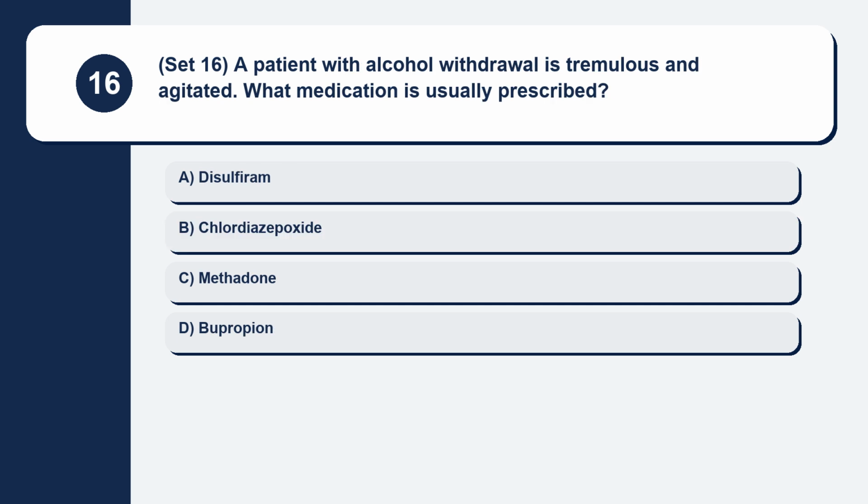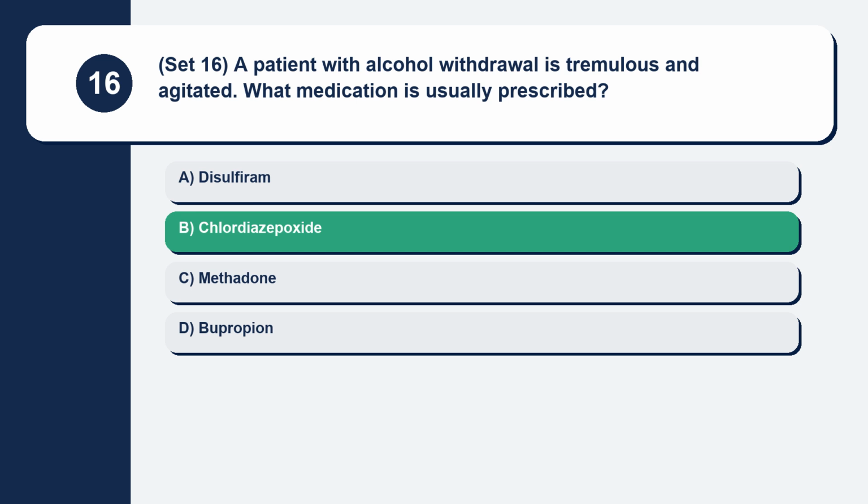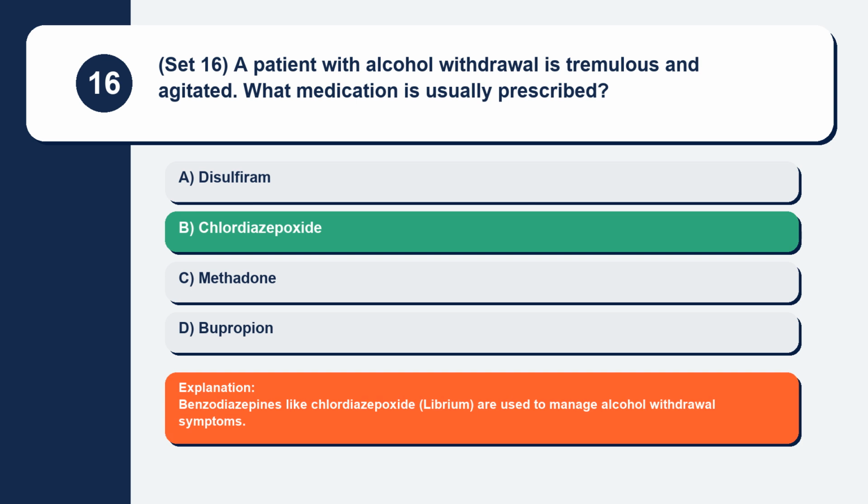Question 16. Set 16. A patient with alcohol withdrawal is tremulous and agitated. What medication is usually prescribed? Disulfiram, chlordiazepoxide, methadone, bupropion. Benzodiazepines like chlordiazepoxide, Librium, are used to manage alcohol withdrawal symptoms.